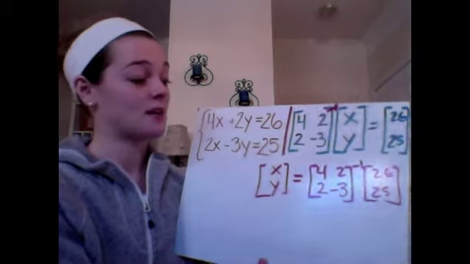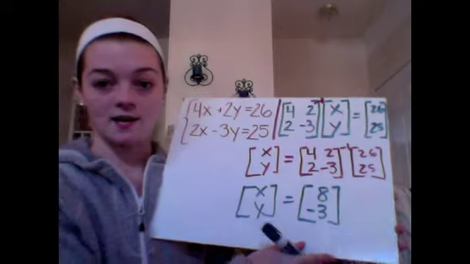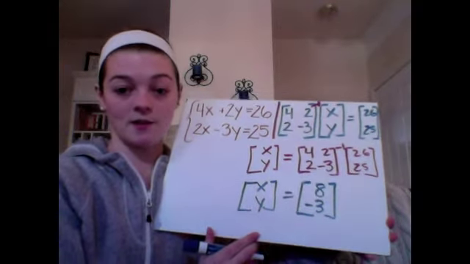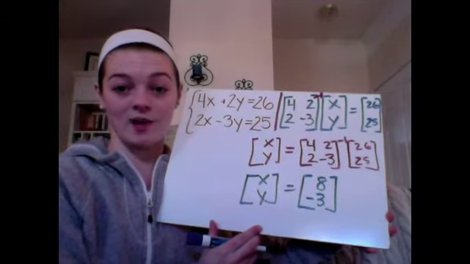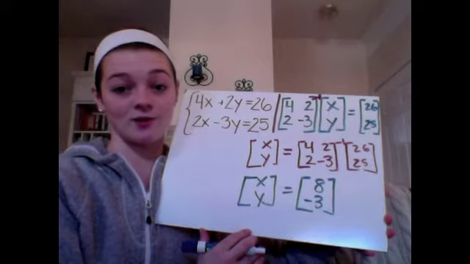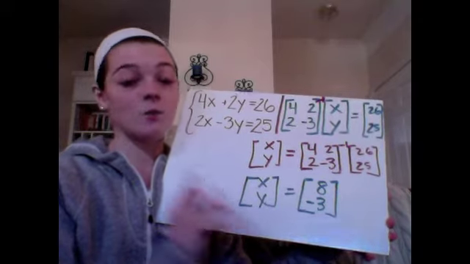When you type it into your calculator perfectly, you're going to find that x and y, they'll show you that it's equal to this column matrix, 8 and -3. So if you were to plug those back into your system of equations, you'd find that 8 and -3 are your solutions. So that is one way of doing this.